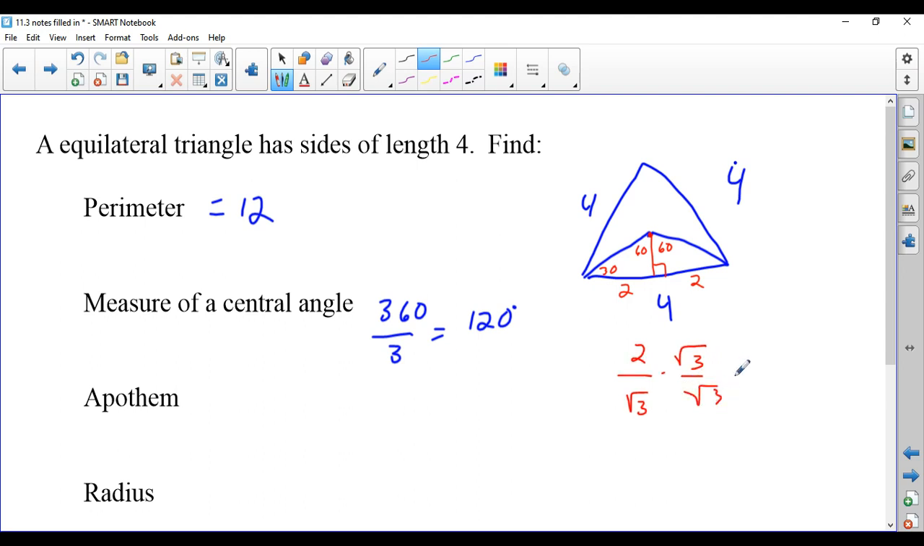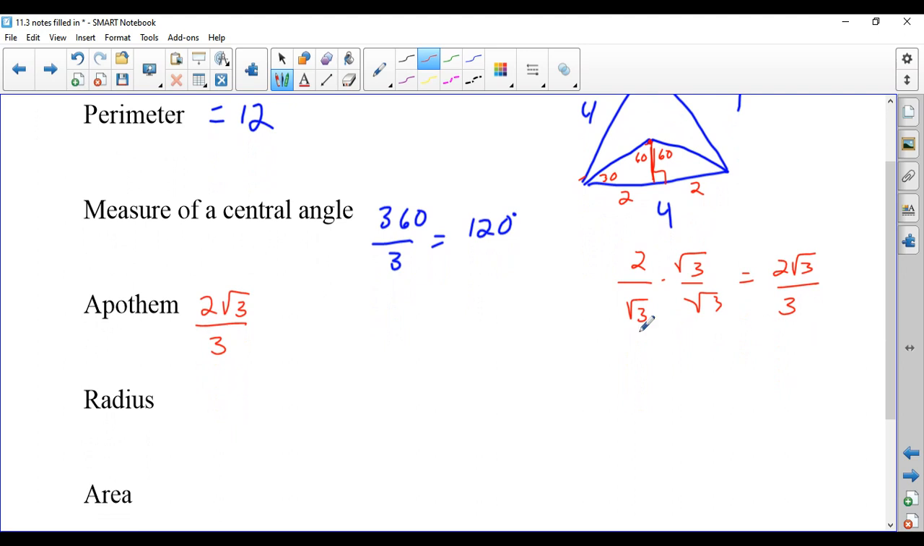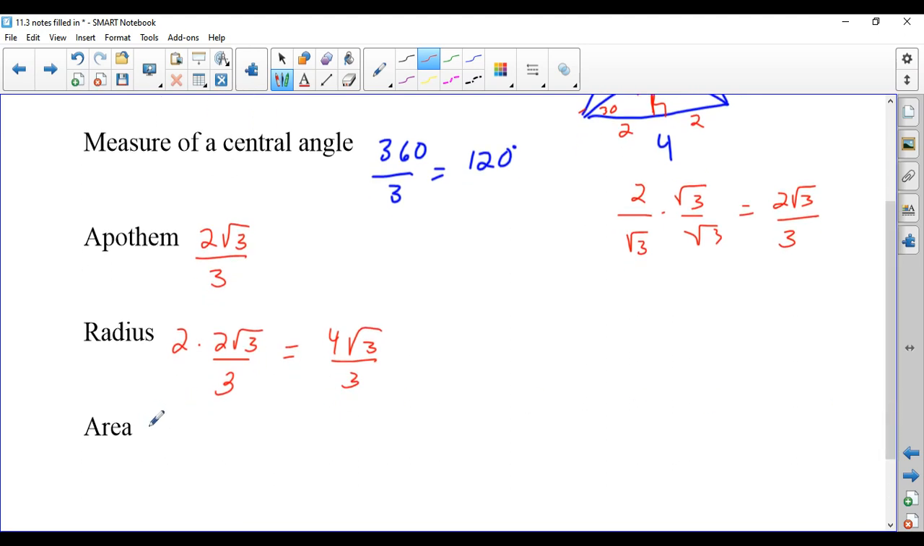Rationalize, and we get 2 square root of 3 over 3. That's the shorter leg. To get the radius, that's the hypotenuse of the 30-60-90. Hypotenuse is shorter leg times 2. I'm going to take what is my apothem, multiply it by 2, and I get 4 square root of 3 over 3.